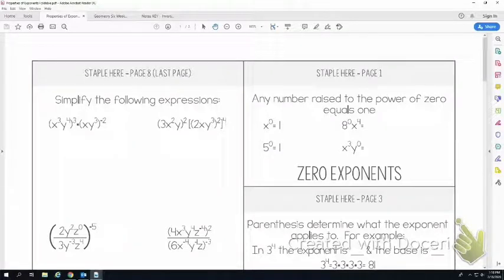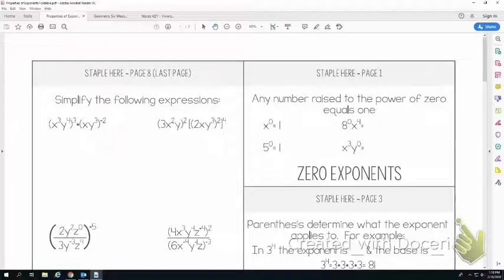Okay, so looking at the zero exponents. This is probably the easiest, in my mind, the easiest property that we're going to talk about. It says anything raised to the power of 0 is going to be 1. Whether it's a variable or a number, it's going to equal 1.